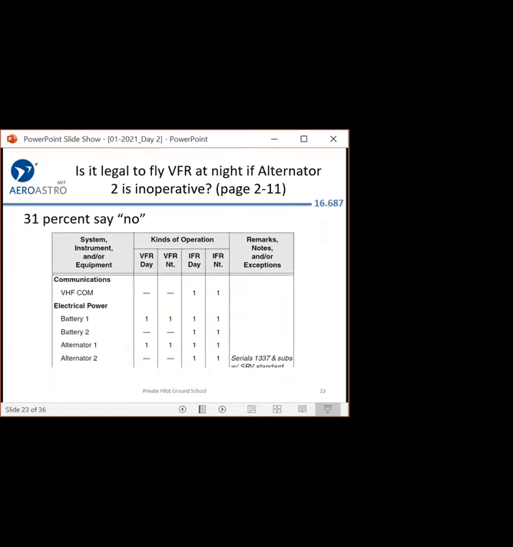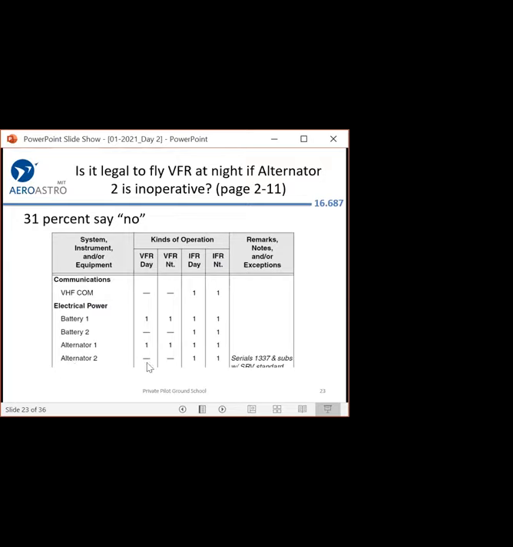Okay, so we had a lot of different answers. 31% of people said no, it's not legal to fly the Cirrus VFR at night if ALT-2 is inoperative. I don't understand why that is. I actually went and downloaded the POH for a newer SR-20 with the Perspective Avionics from Garmin, the G1000, and it said the same thing. I'm not sure, but if you look at that, maybe somebody can highlight that alternator two line at the bottom. It says if you're VFR at night, you don't need any alternator.